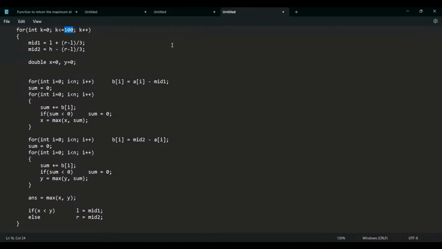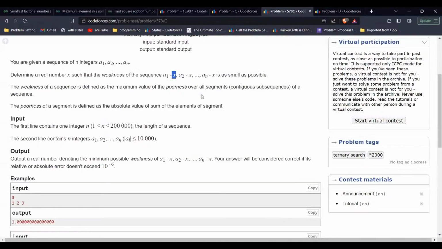So for ternary search problems, you'll first have to find on which thing you'll apply ternary search. You'll have to draw the function, and then you'll see on what thing, and how to apply ternary search.